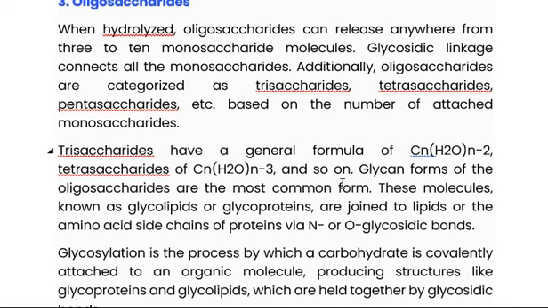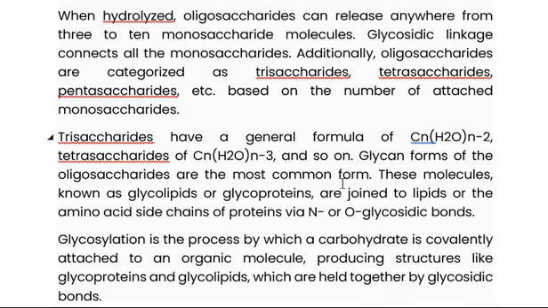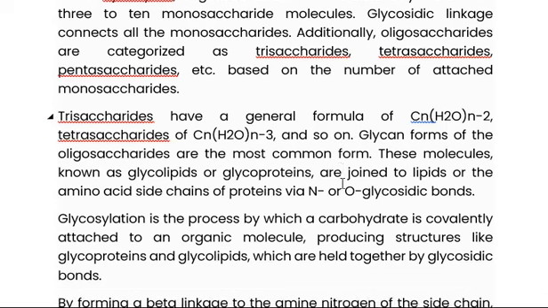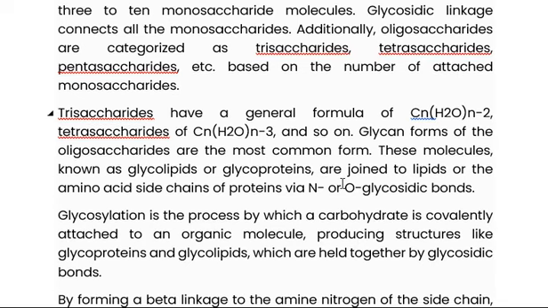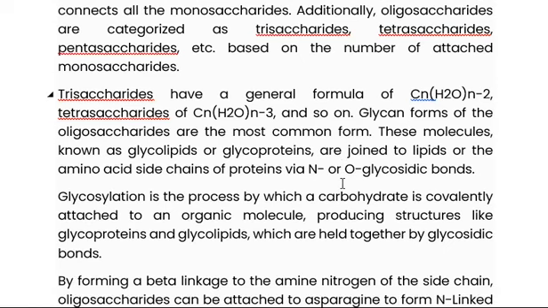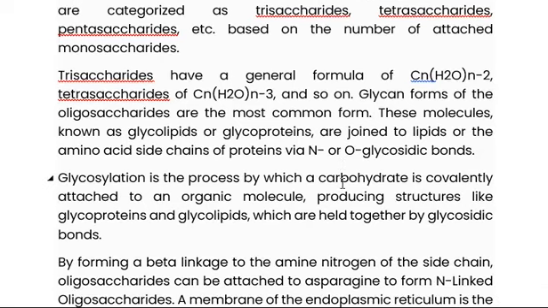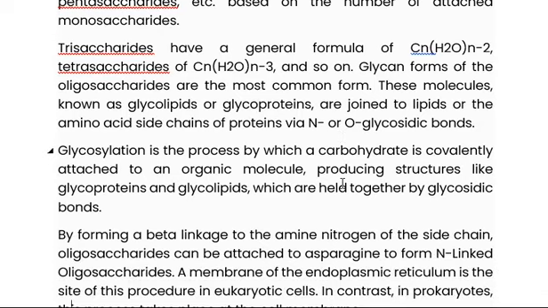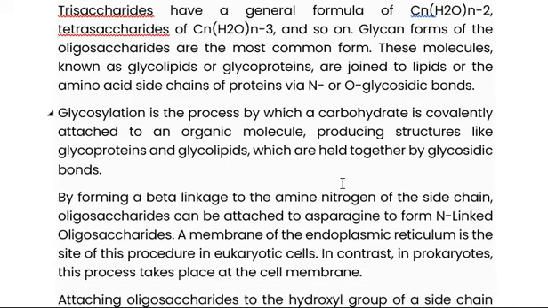Trisaccharides have a general formula of Cn(H2O)n-2. Tetrasaccharides have the same thing, but it's n-3, and so on. Glycan forms of the oligosaccharides are the most common form. These molecules form as glycolipids or glycoproteins and are joined to lipids or the amino acid side chains of proteins via N or O glycosidic bonds.